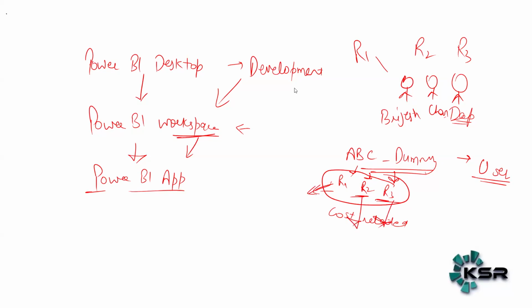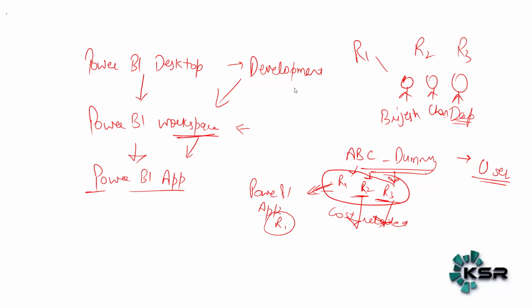You will create a Power BI app that will have only the R1 report. Similarly, you will create another app that will have R2. Similarly, you will create another app that will have only R3. Then you will be sharing these apps among all the users. So how to share this?